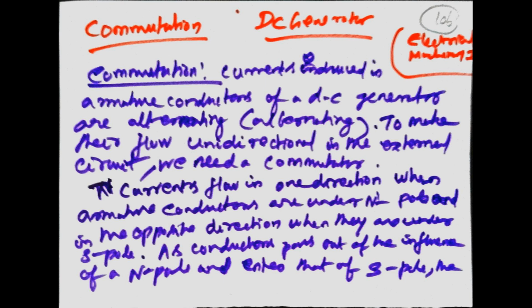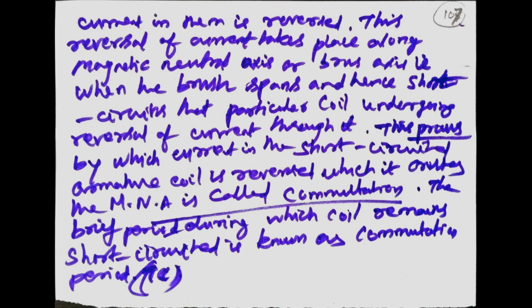Commutation. In the commutation process, the currents induced in the armature conductors of a DC generator are alternating. To make the flow unidirectional in the external circuit, we need a commutator. Currents flow in one direction when armature conductors are under the N pole and in the opposite direction when they are under the S pole. As conductors pass out of the influence of an N pole and enter that of an S pole, the current in them reverses.